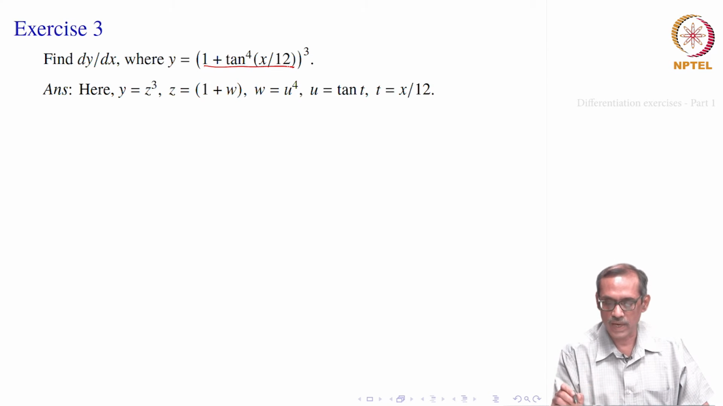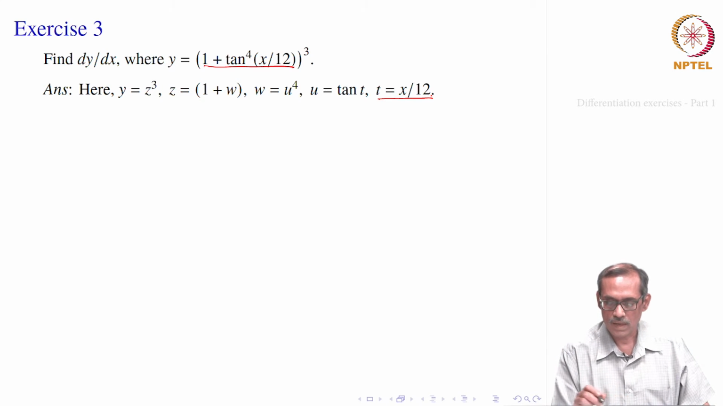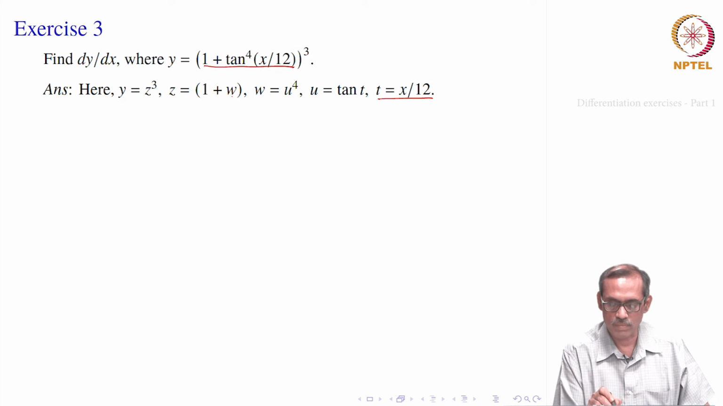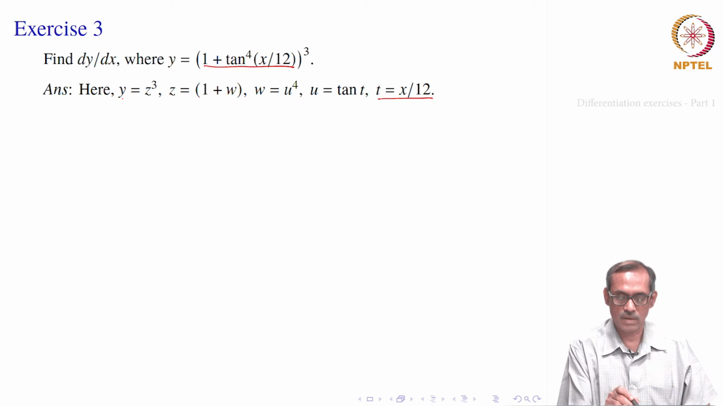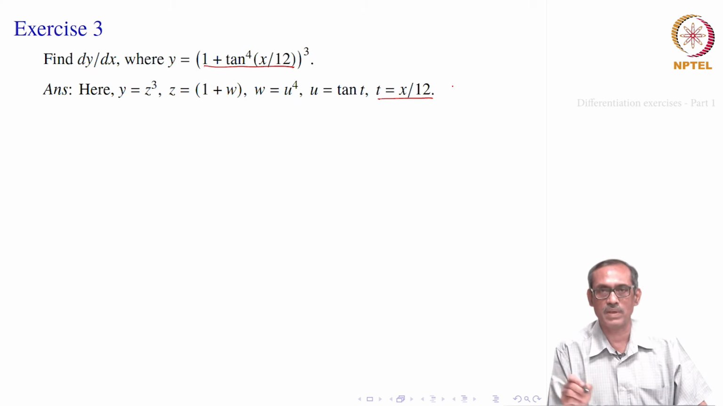So, we proceed the other way. Let us say t equal to x divided by 12 and u equal to tan t. So, that means it is tan of x by 12 and w equal to u fourth. So, that means tan fourth of x by 12 and z equal to 1 plus w, that means the inside expression 1 plus tan fourth x by 12 and y equal to z cubed. So, that is how it will look now. If you read from the left side, y is z cubed, z is 1 plus w, w is u fourth, u is tan t, t equal to x by 12.